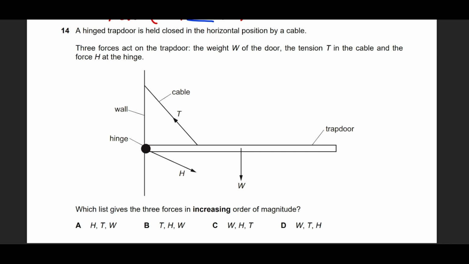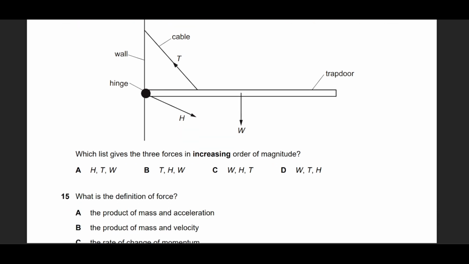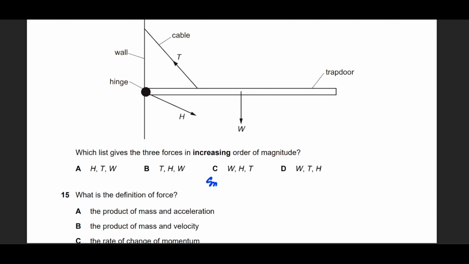He said that the door is hinged, and this is the question. You might have already read the question. The tension T, weight, and the force H on the hinge. Okay, no problem. He says list the forces in increasing order, which means that the leftmost force should be the smallest and the rightmost should be the largest force.